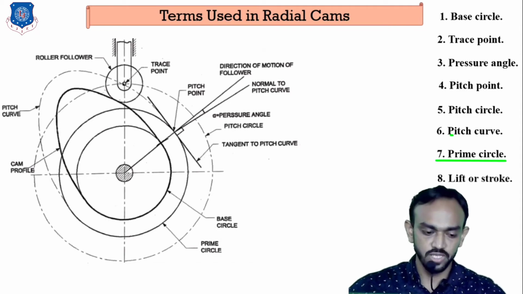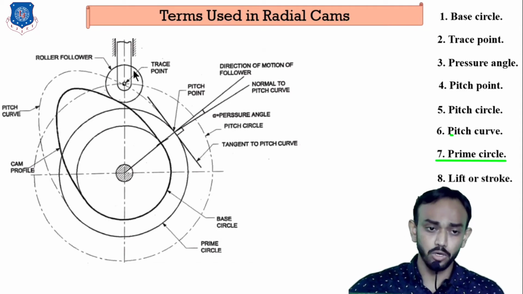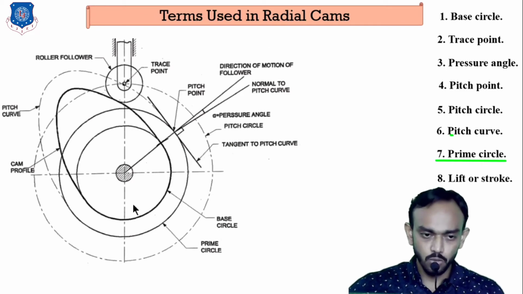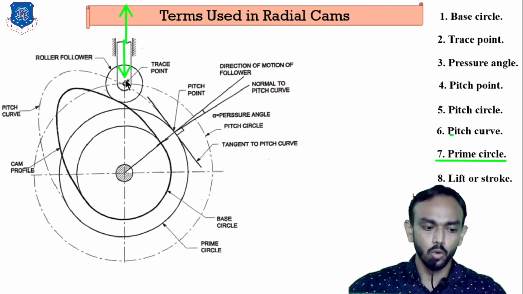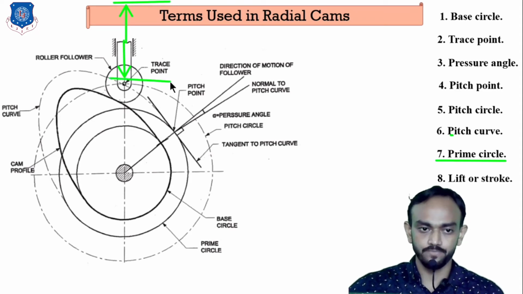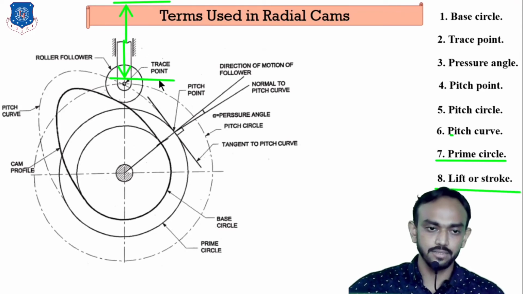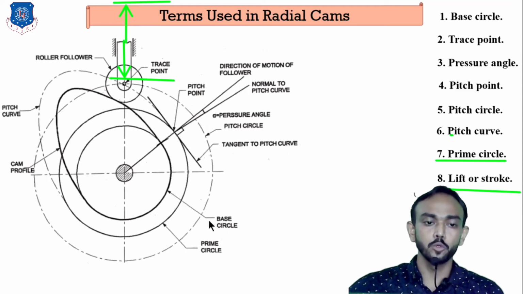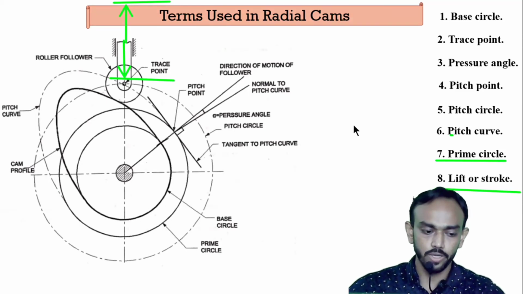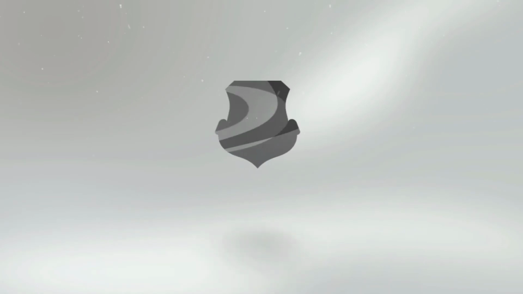Lift or stroke, which is very important, I can say most important, means for the rotation of this cam, this follower is moving in the upward and downward direction, and the total distance covered, which is also known as the stroke or lift of this follower, is the total distance possible for the follower in reciprocation with respect to the rotation of the cam. Okay.